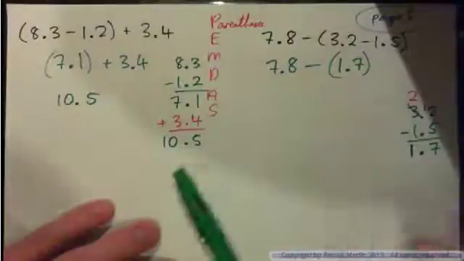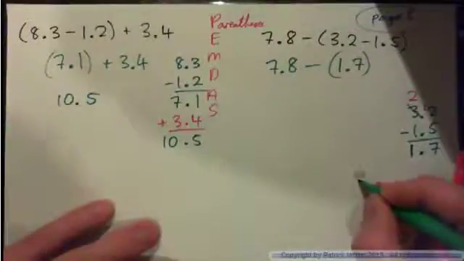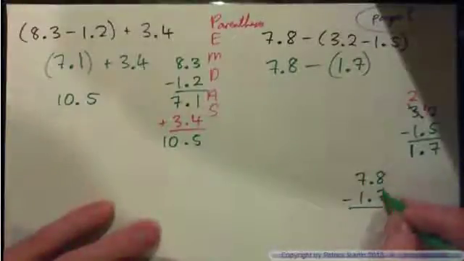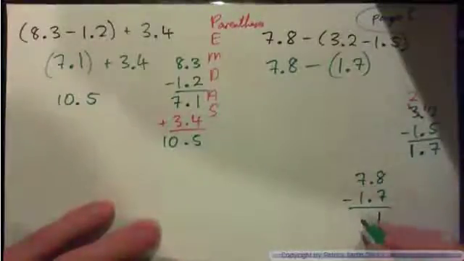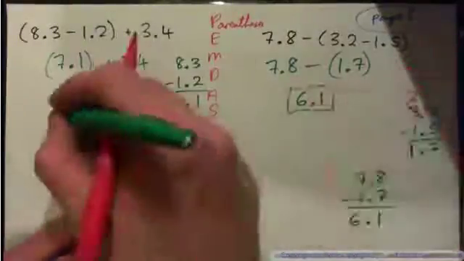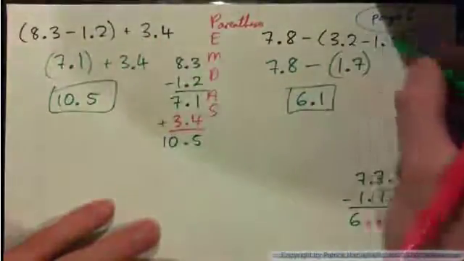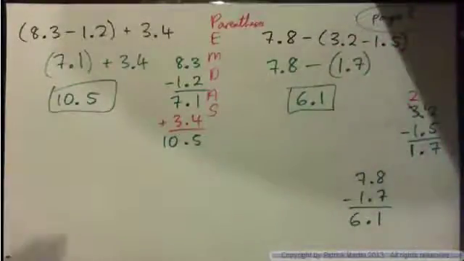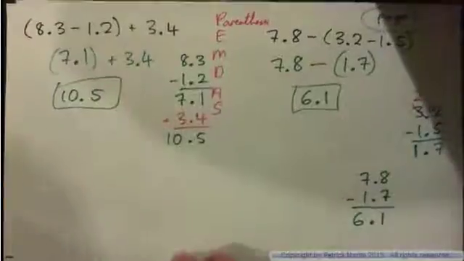So just calculate that and then I've got it, right? 7.8 minus 1.7. 8 minus 7 is 1. 7 minus 1 is 6. So 6.1. But the trick on these was to make sure you do what's in the parentheses first and then do the rest, right? Because of the order of operations, PEMDAS, right?